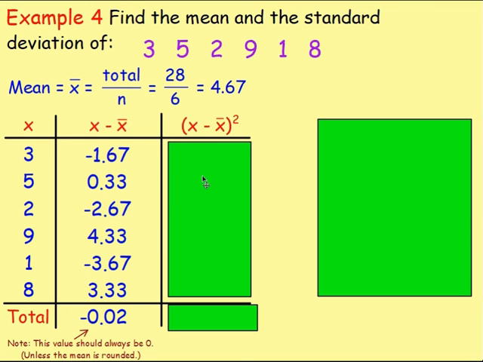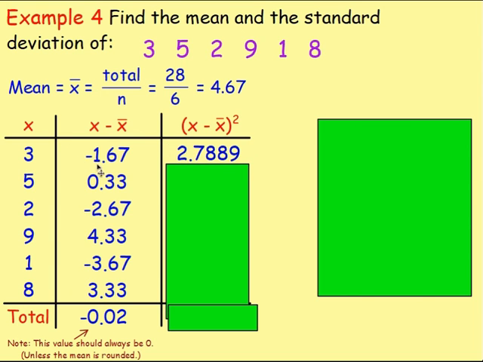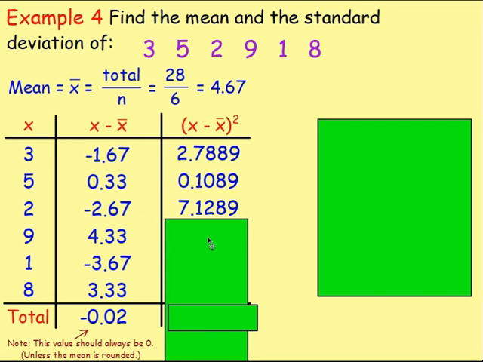That's fine. We then want to work out x minus x bar squared, so we're just taking this number and squaring it. So we're doing negative 1.67 times negative 1.67. Two negatives make a positive, and if you do 1.67 times 1.67, you end up with 2.7889. Square 0.33 as well, we can write that down. Square the negative 2.67, again a negative times a negative becomes a positive. Every single one of these numbers here is always going to be a positive in this column.